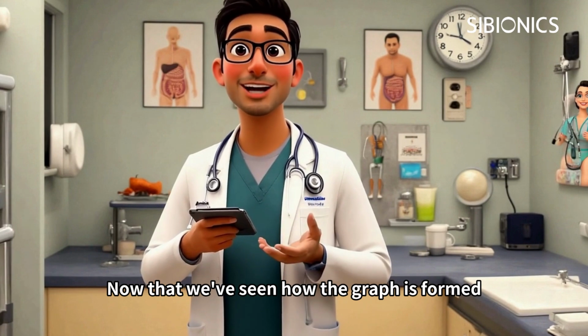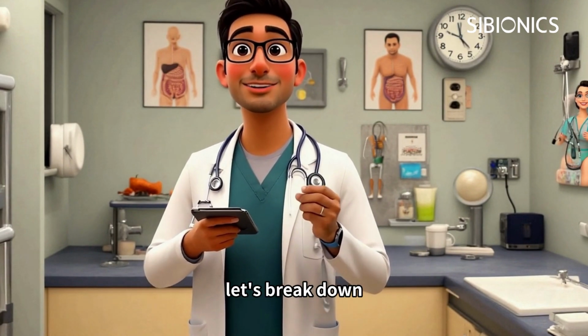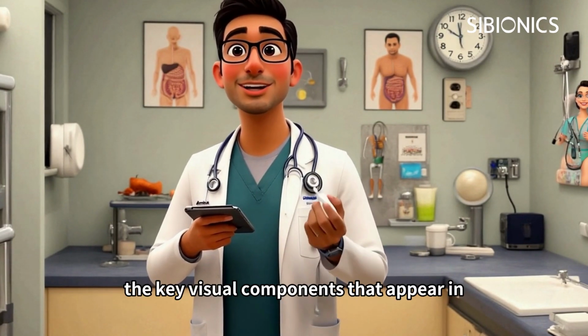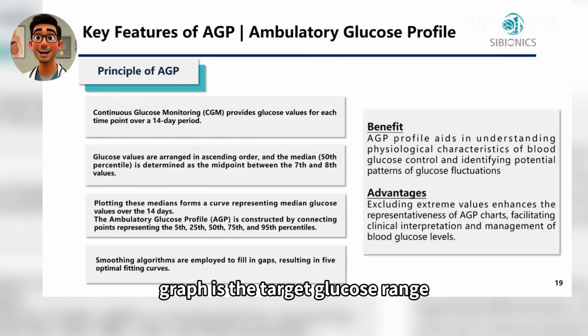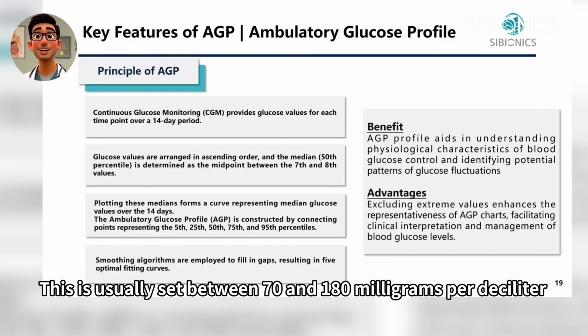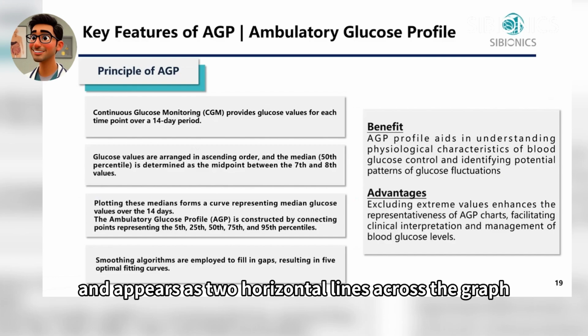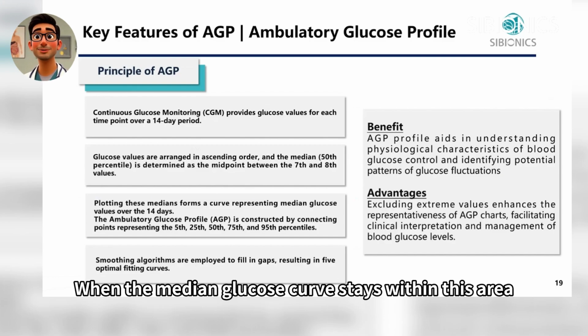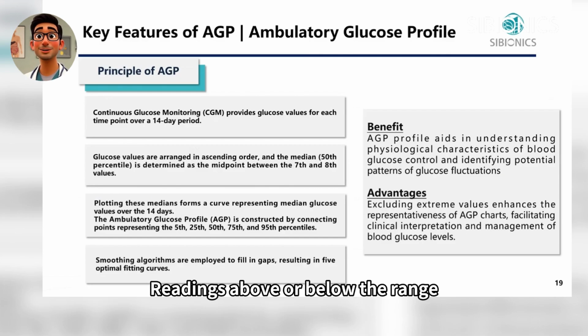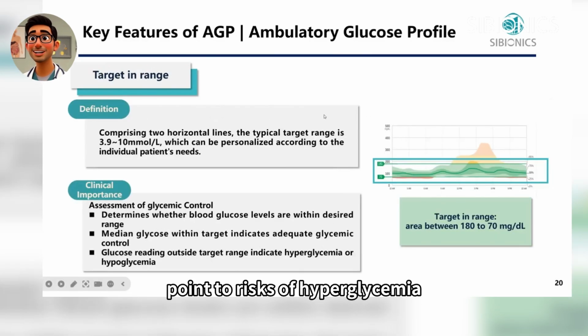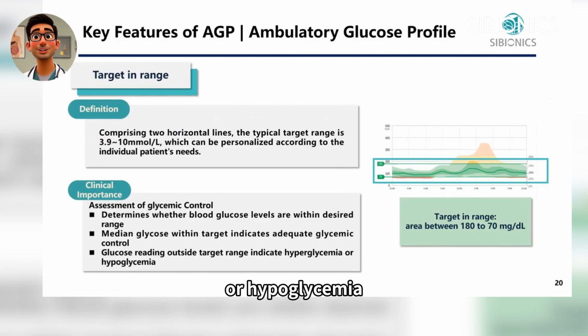Now that we've seen how the graph is formed, let's break down the key visual components that appear in every AGP chart. One important feature of the AGP graph is the target glucose range. This is usually set between 70 and 180 milligrams per deciliter and appears as 2 horizontal lines across the graph. When the median glucose curve stays within this area, it suggests that the patient's glucose control is on track. Readings above or below the range point to risks of hyperglycemia or hypoglycemia.